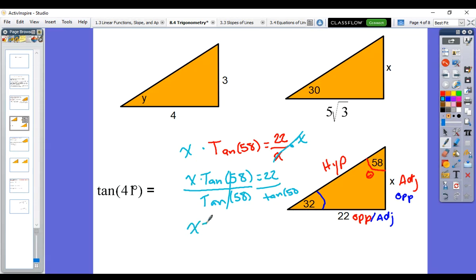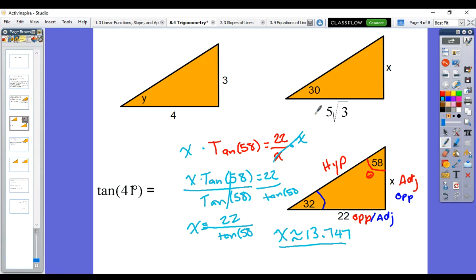And in the calculator, this is what you'll be putting: 22 over tangent 58 equals. So let's plug that in. So 22 divided by the tangent 58 gives us 13.747. So x rounds out to be 13.747. That's the value of this side right here.